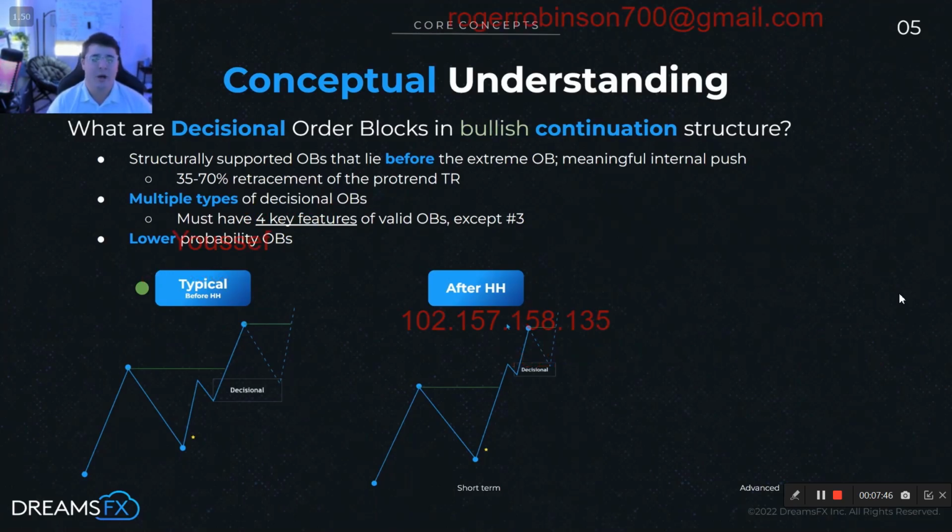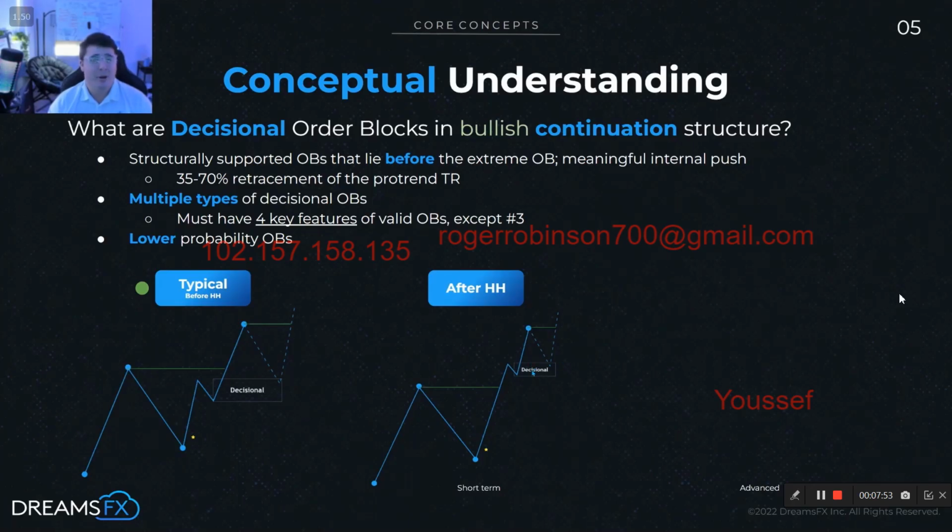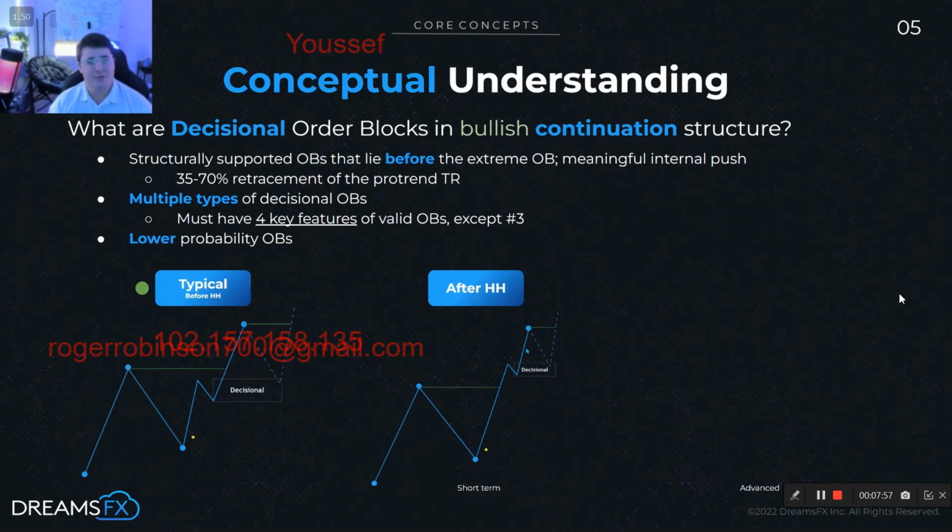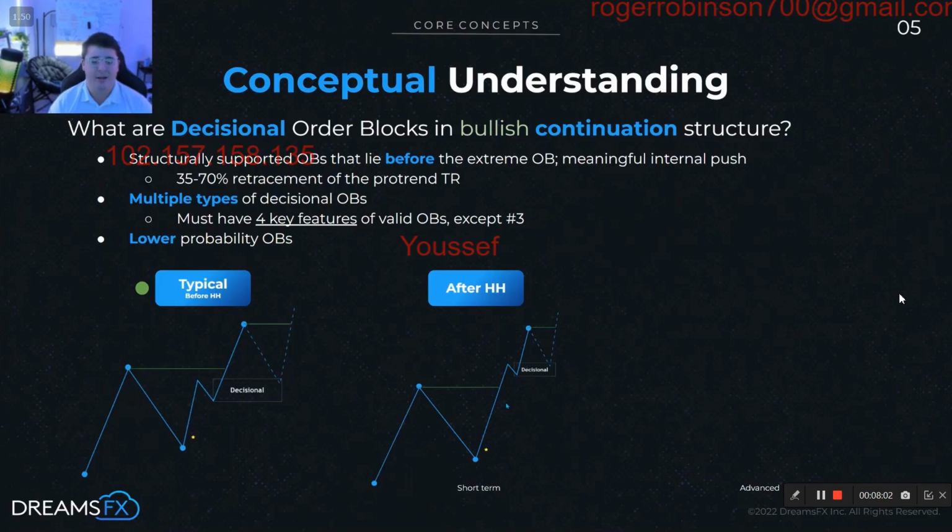And one of the reasons why this type of decisional is so great is because oftentimes you're going to have a decisional that looks like this on maybe a higher time frame, but it'll end up being a lower time frame internal extreme order block. That might be confusing for some of you guys initially going through. All I'm saying is think about market fractality. You're going to have that high, higher low, higher high, higher low, higher high, higher low.